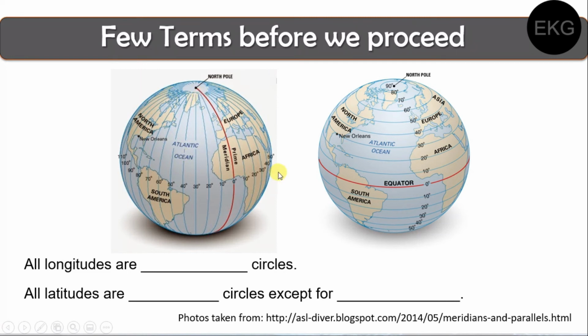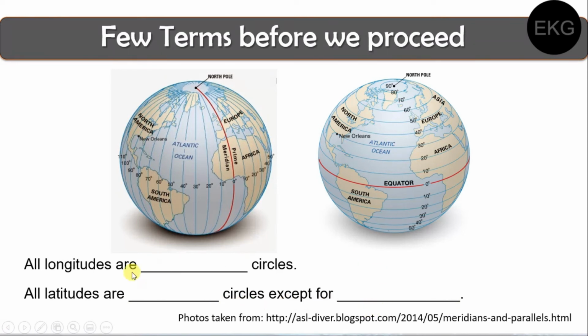Now, para mas madali nating makuha kung ano ba yung ibig sabihin nitong great circle at small circle, we have an illustration here. So this is the longitudinal lines and this is the latitudes. Okay? Sabi dito, all longitudes are blank circles. Okay? Tingnan niyo itong picture na to, illustration na to, and think about it for a second in relation to the definition that was stated in the previous slide. All longitudes are blank circles. In this picture naman, for the second part, all latitudes are blank circles, except for blank.